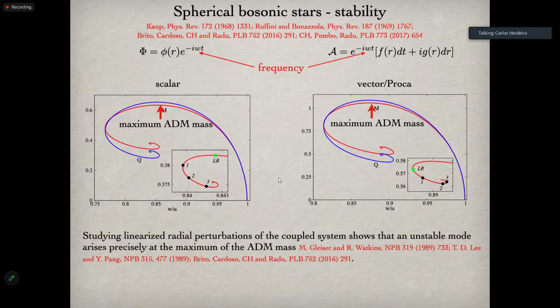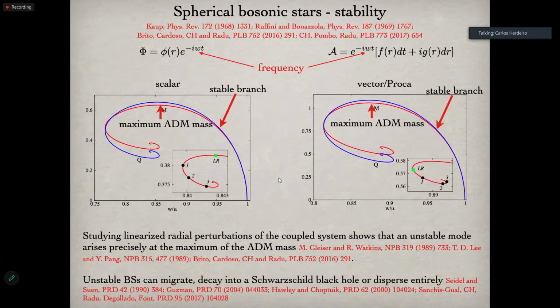So what people have seen, based on this evidence, is that to the right of this maximal ADM mass solution, there's a stable branch of solutions. So this is from the maximal frequency until the maximum ADM mass, and the other ones are unstable against radial perturbations. And in fact, it's known what occurs to the unstable solutions when they are perturbed. Some migrate to the stable branch, some collapse into black holes, and some disperse altogether in a fission-like event.